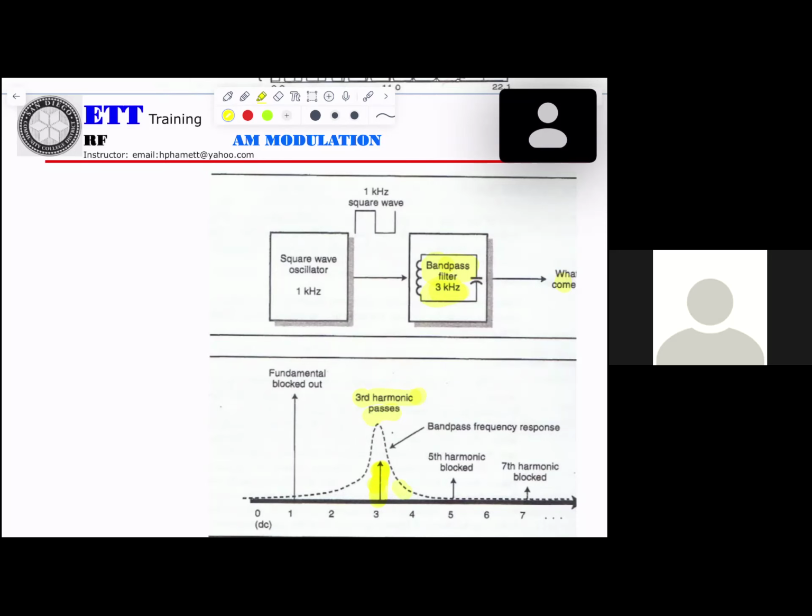You see that? This is the output of the band pass filter. We already learned the band pass filter. It passes any signal within the bandwidth from F1 to F2, or F low to F high.